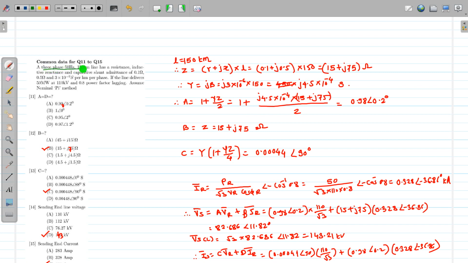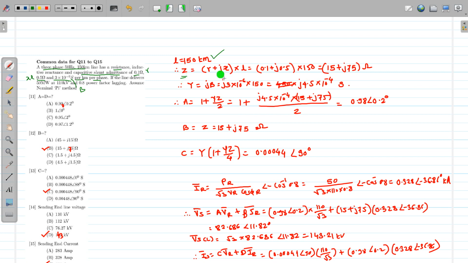So, a 3-phase 50 Hz 150 kilometer line. The length is given as 150 kilometer. Resistance, inductance and shunt capacitance admittance are given as 0.1, 0.5 and 3 into 10 raised to minus 6. So this is the value of R, this is the value of XL and this is the value of B. Susceptance is given because it is per kilometer per phase.